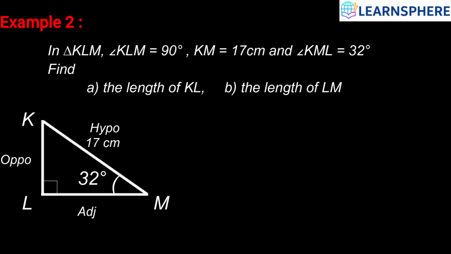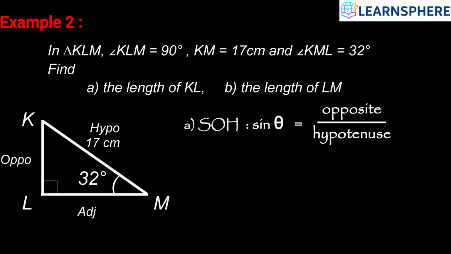For part A, we are asked to find the length of KL, which is the opposite side. And we have another side, which is 17 cm, and it's the hypotenuse. Therefore, we have to use the acronym that contains both the opposite and hypotenuse. And we can use SOH, which means sine theta equals opposite over hypotenuse.